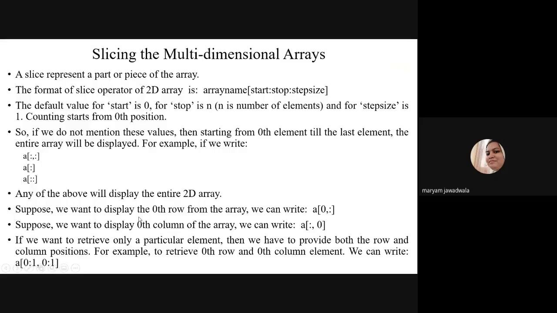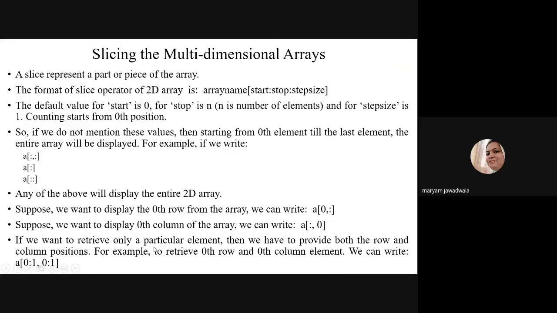And suppose I want to print the 0th column. Instead of the 0th row, I want to print only the first column. Then how can I write? Initially, I don't mention anything, just a colon, then comma, 0. So this will print the one column, right?